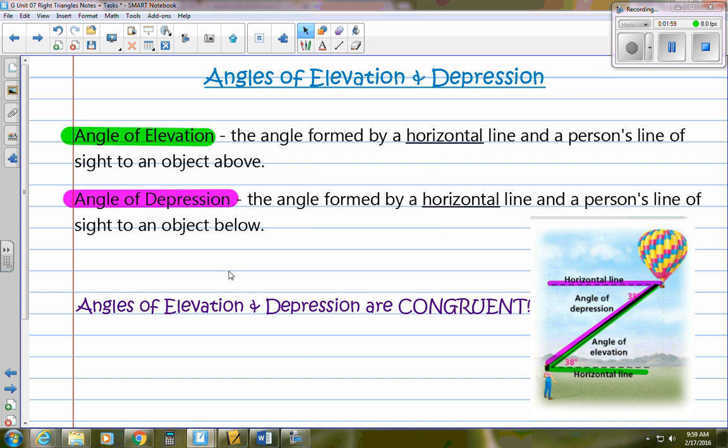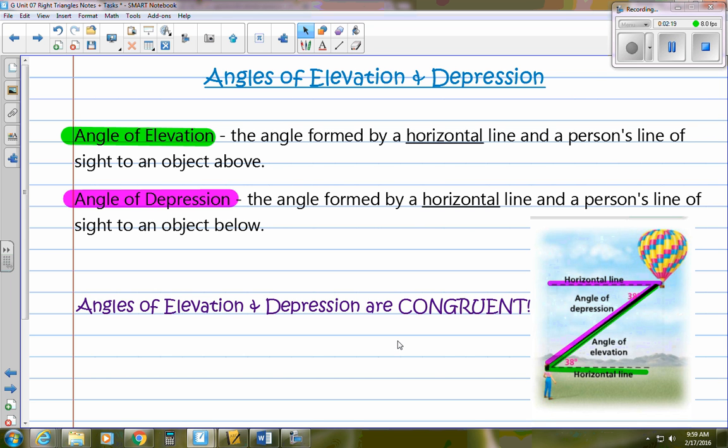Okay. Angles of elevation and depression are always congruent because all horizontal lines are parallel. And so we have parallel lines being cut by a transversal, which is the line of sight. And so these would be alternate interior angles. So if you know the angle of elevation, you also know the angle of depression.